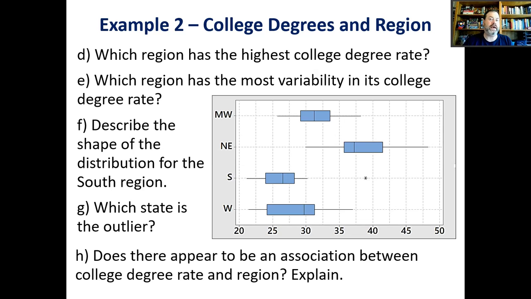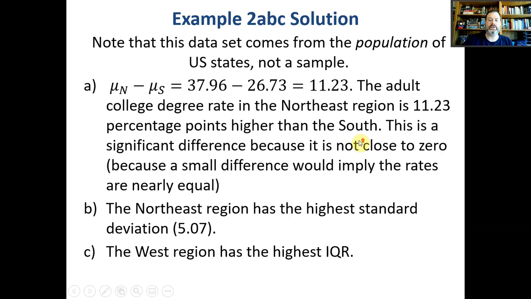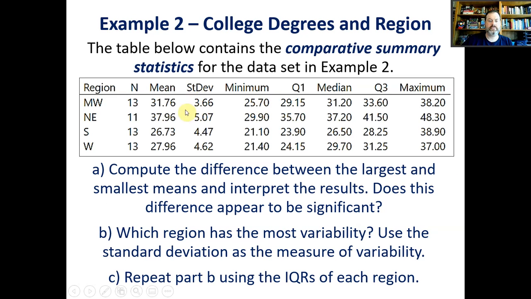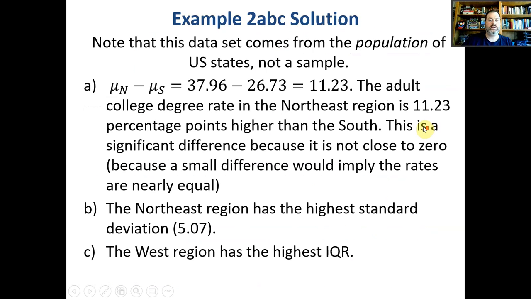So we could go back and look at the means. We can also look at the medians. We have a box plot in front of us. We might as well just use the medians because the medians are these vertical lines in the box plots, right? So the highest median is going to be in the Northeast. Again, we could use the means if we wanted to. If you want to flip back, you might get the same answer, you might not. Here, we're just going to use the median. So let's go back and look at the means: 37.96. We computed that earlier.